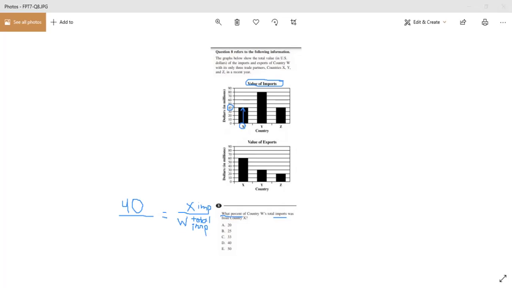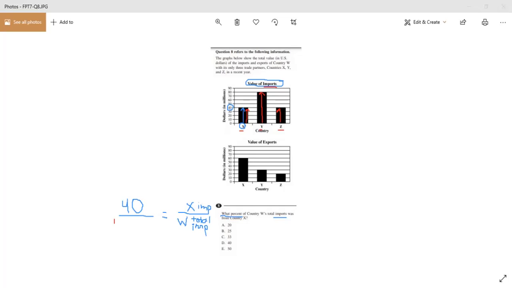So I'm going to modify my color here so you can see. So again, we're still looking at the value of imports, but this time we're not looking only at X, we're looking at all of the imports, the total imports. So we know that 40 million is coming in imports from country X. We also have another 80 million coming from country Y and another 40 million coming from country Z. So really, we'll have to factor in all of these different values to find the total imports from all countries.